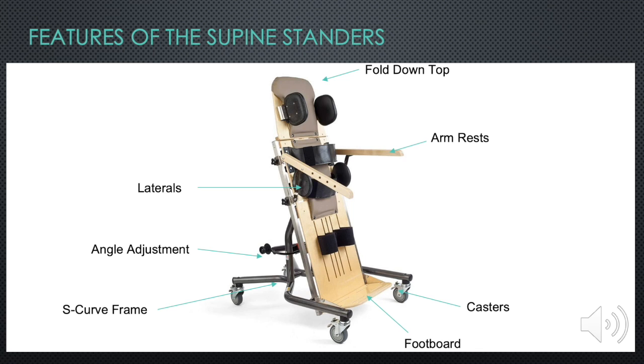You have armrests here for the students if they want armrests. If not, you can move them wherever they need to be. There's laterals here for support. You have an angle adjustment, and there's also a crank here that you use to move the supine stander to a horizontal position to allow for easier transfers.